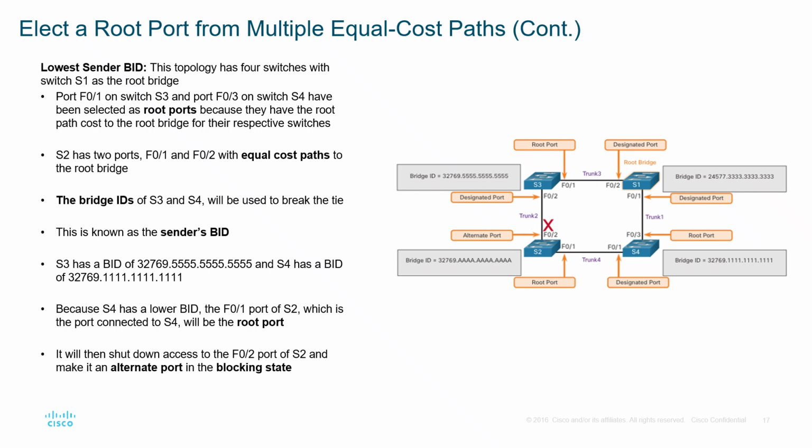S3 has a BID of 32,769 with all 5s, and S4 has a BID of 32,769 with all 1s. Because S4 has a lower BID, the F01 port of S2, which is the port connected to S4, is the root port. It will then shut down access to the F02 port and make it an alternate port, again blocking that loop.